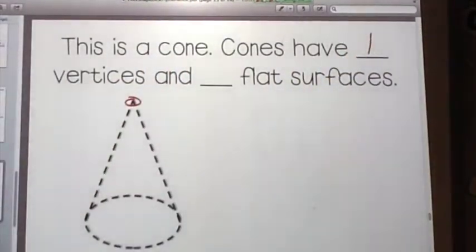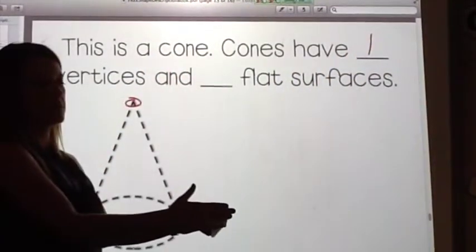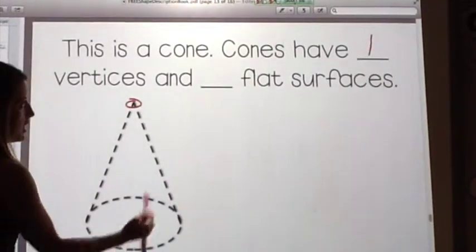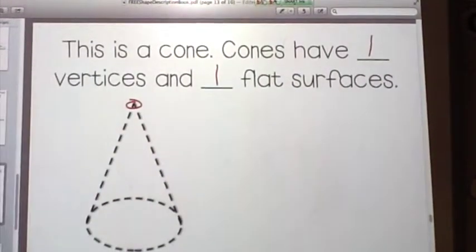And how many flat surfaces do we have? Well, we got one right here. So we have one flat surface. Let's give this one a try.